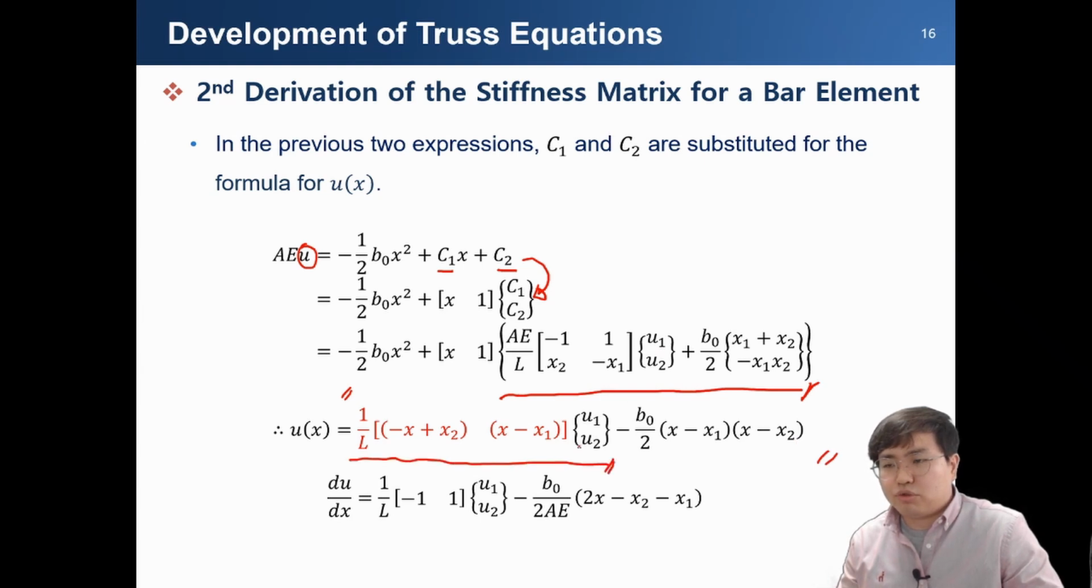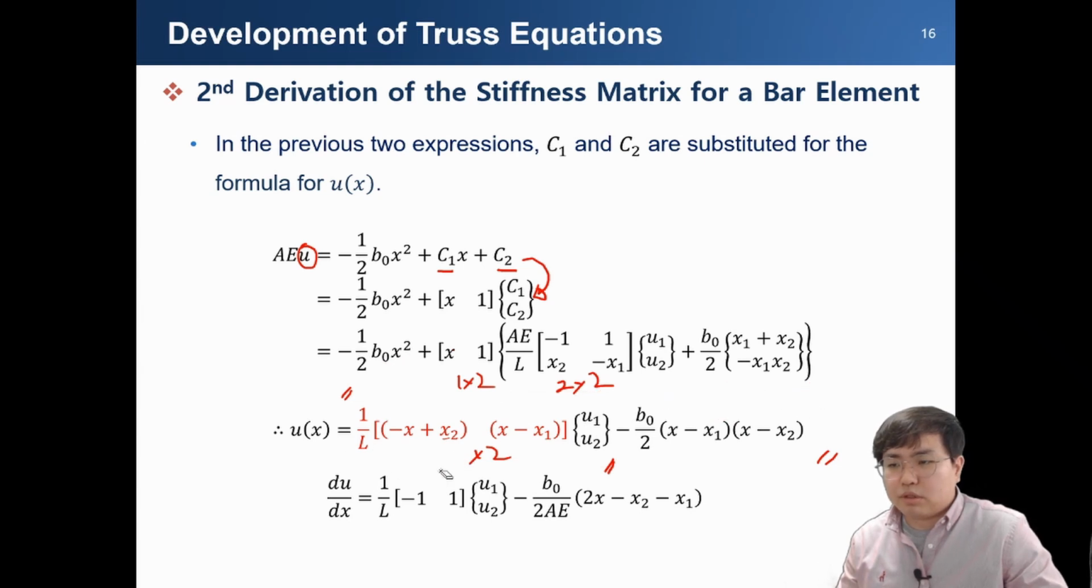u1 and u2 can be expressed like this. At this part I multiplied this here and this here, a 1 by 2 and a 2 by 2, that becomes a 1 by 2 result. And then this part, 1 by 2 times 2 by 1, becomes a 1 by 1 scalar value. Combining this, we get b0 x square. So the result looks like this: displacement is a function of x. So we already expected the result to be a quadratic form.